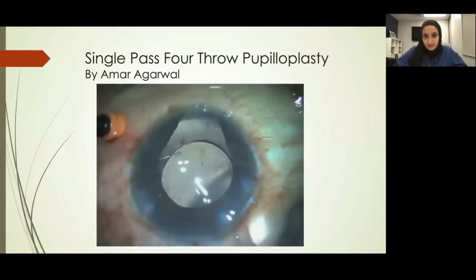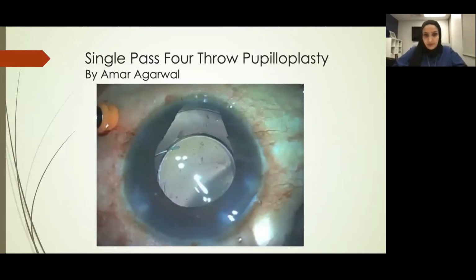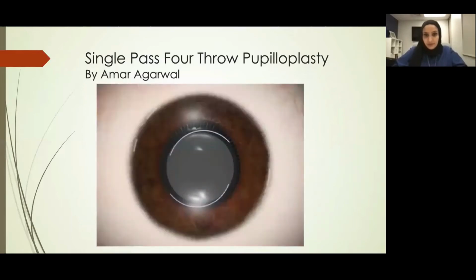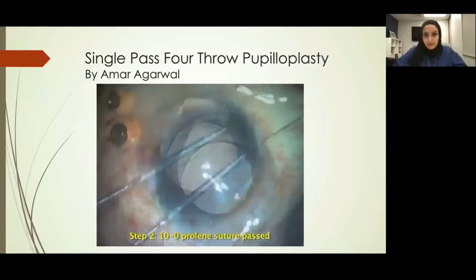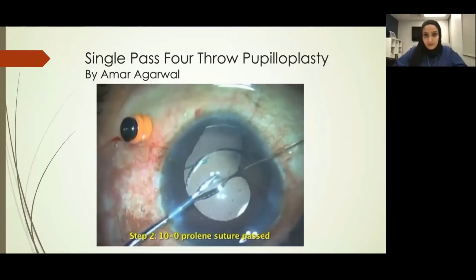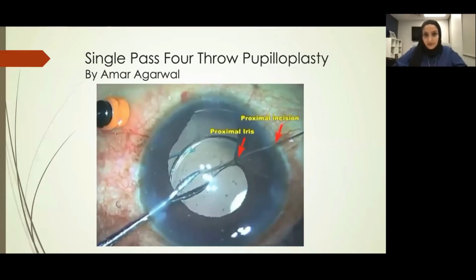Let's understand how this procedure is performed. Let's mark the iris before we begin. To any iris defect, there is a proximal iris where you enter and a distal iris where you exit. Step 1. Make a stab incision on one side of the iris defect. This can be the distal incision. Step 2. A 10-0 Prolene suture is passed from the opposite side. This can be the proximal incision through the proximal iris and left in situ.